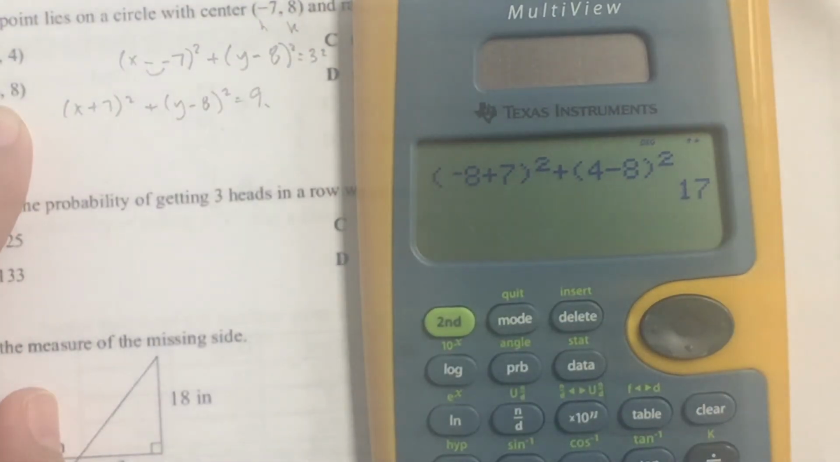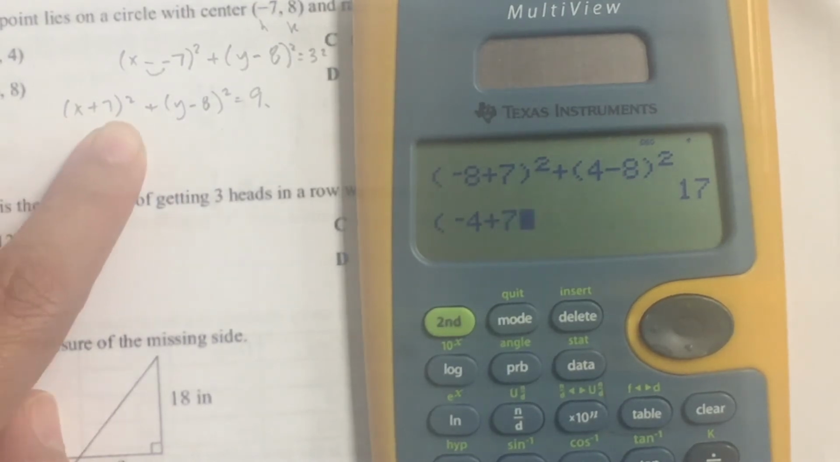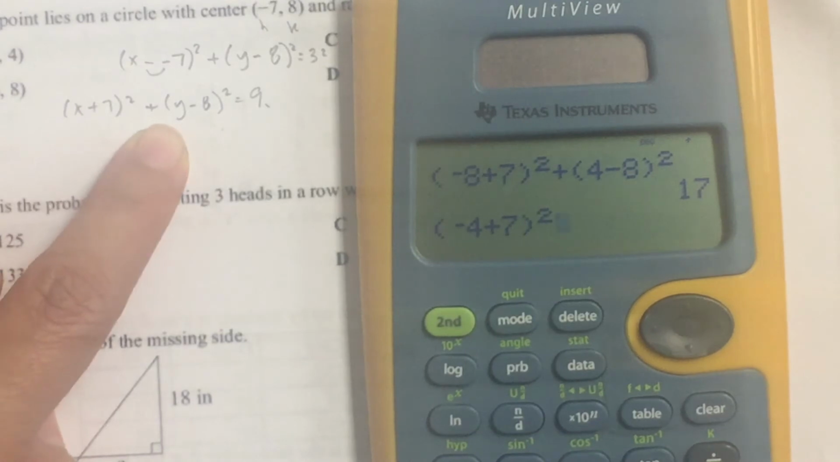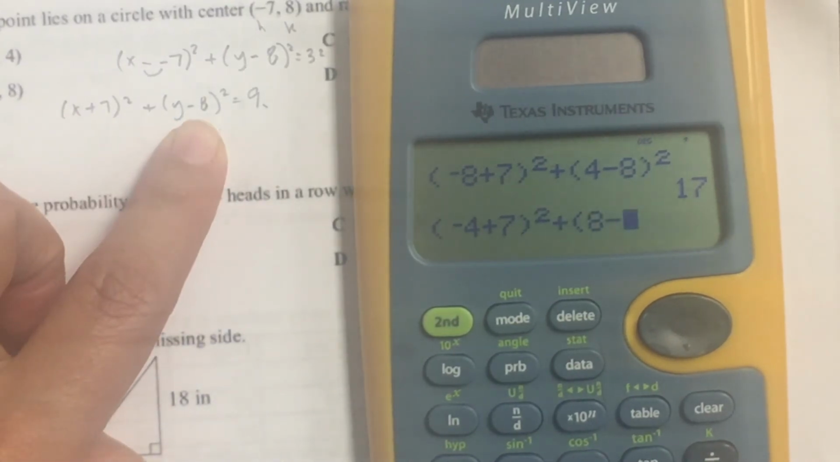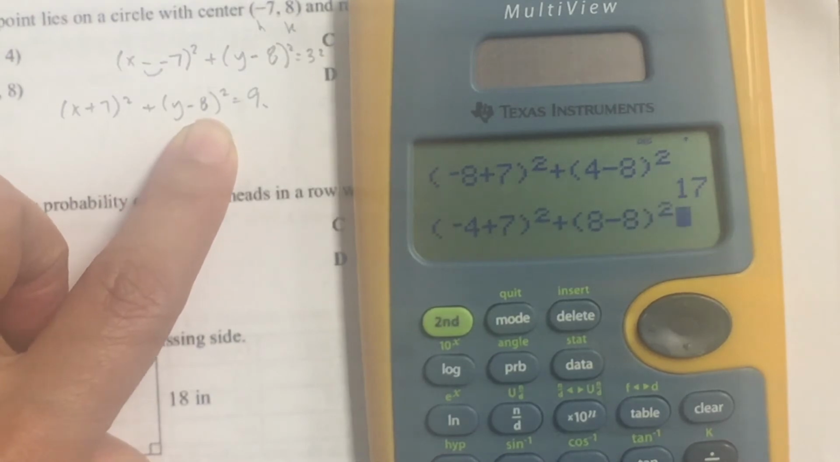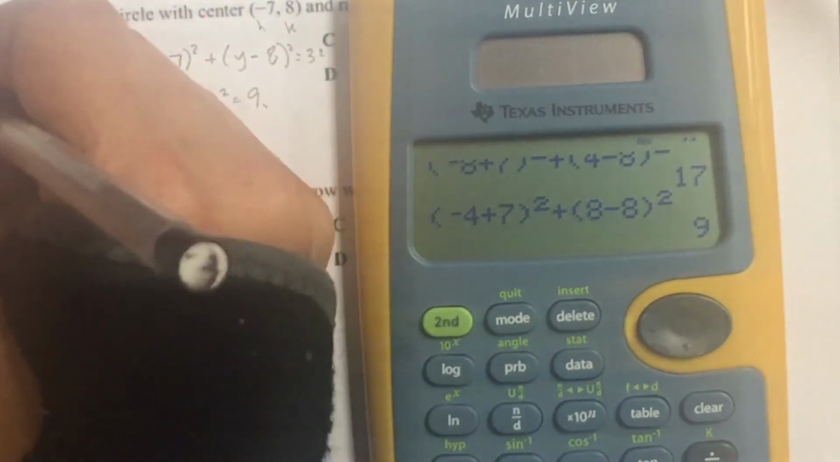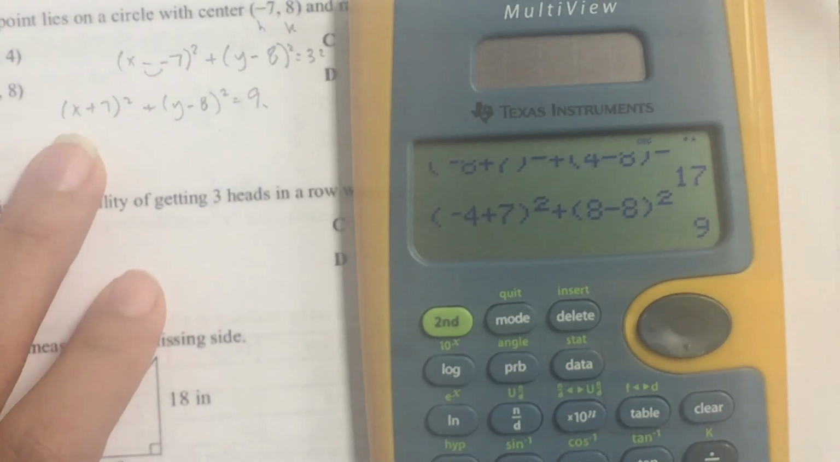Now I'm going to try this one. x, which is negative 4, plus 7, squared, plus open parentheses y, which is 8, minus 8, close parentheses, squared, equals 9. So B is the answer.